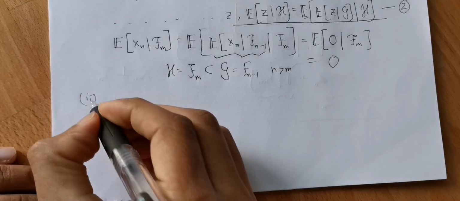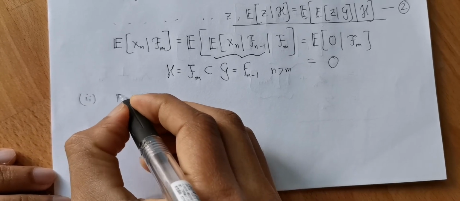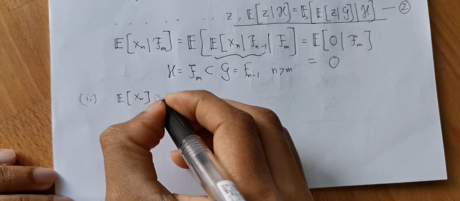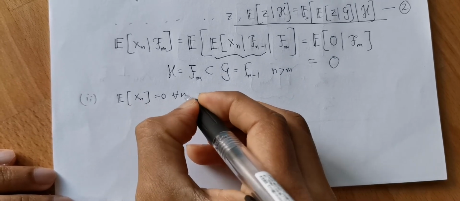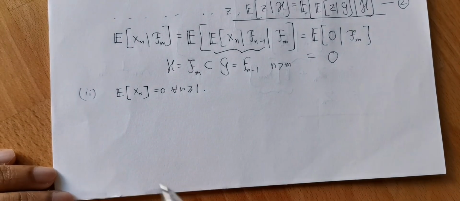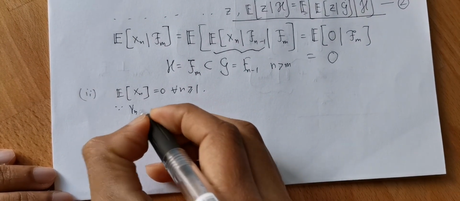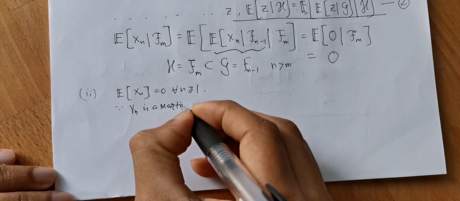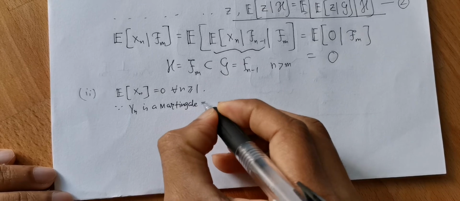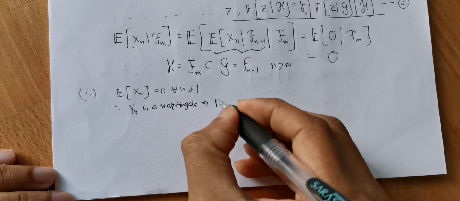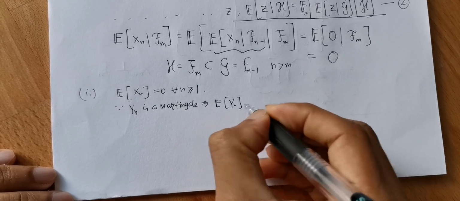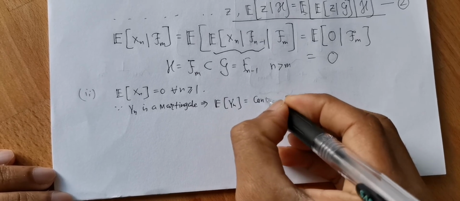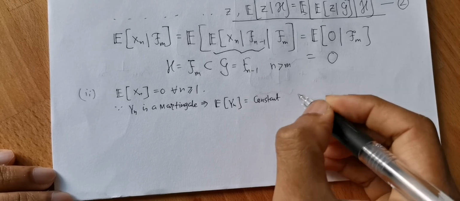Now in the second part we have to show the expected value of Xn is equal to 0 for all n greater than or equal to 1. Now since Yn is a martingale, this means the expected value of Yn is constant, right?